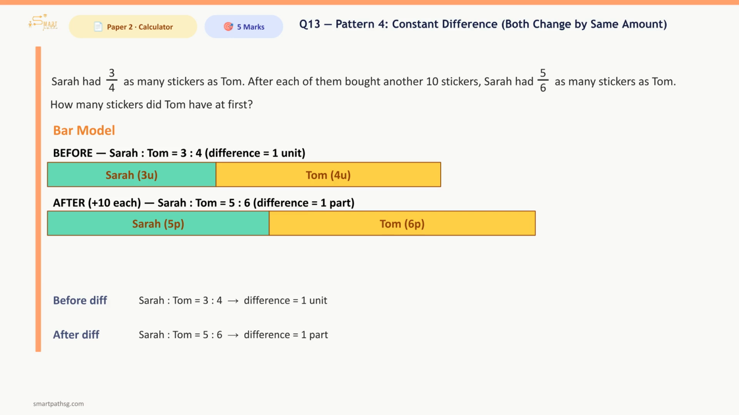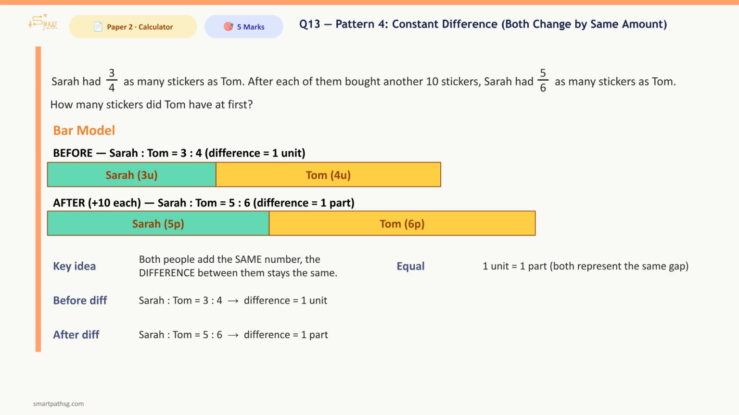Note that Sarah and Tom both bought another 10 stickers. When two quantities change by the same amount, the difference between them remains the same. This is the key idea that unlocks the whole problem. Because the difference between Sarah and Tom's number of stickers is the same before and after, we immediately know that 1 unit is equal to 1 part. This relationship allows us to solve the problem.